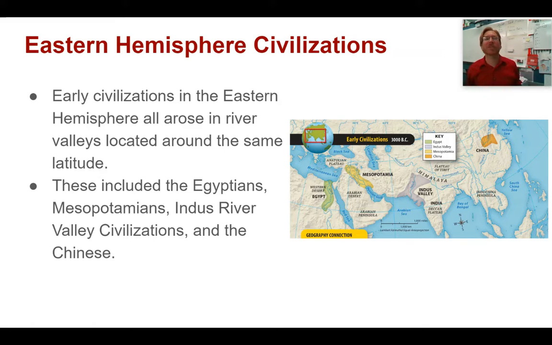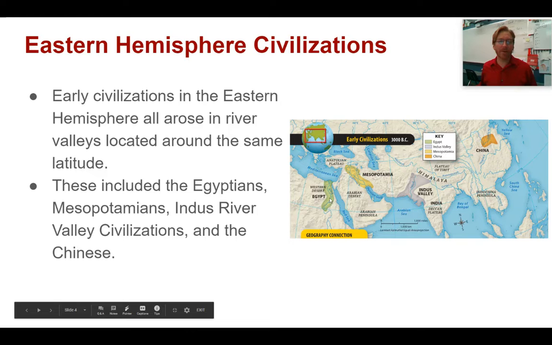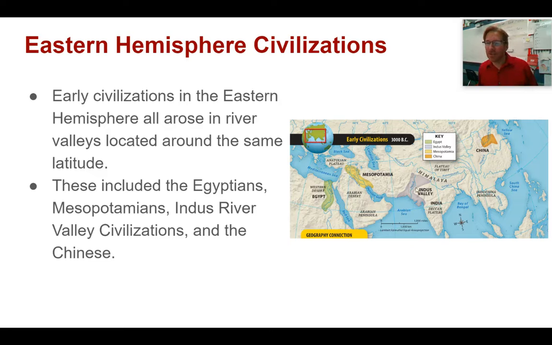Eastern Hemisphere civilizations all arose in river valleys around the same latitude. These included the Egyptians, over here, the Mesopotamians, right next door, the Indus River Valley civilizations, just across those mountains, and the Chinese, up over here, all kind of existing in the same band stretched across Asia into North Africa.